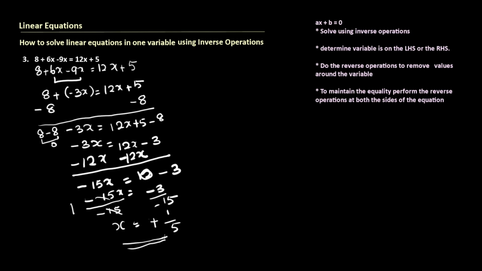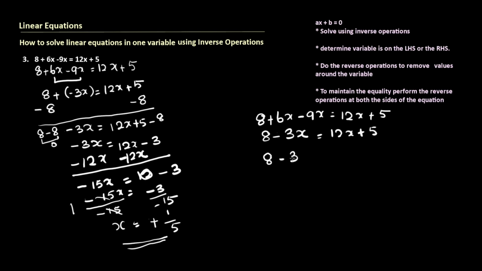Now we are going to plug the value of x into our equation. That is 8 plus 6x minus 9x equal to 12x plus 5. Let's simplify this equation first. That is, 6x minus 9x is minus 3x, equal to 12x plus 5. Now let's substitute the value of x. 8 minus 3 times 1 by 5 equal to 12 times 1 by 5 plus 5. Now that makes our equation 8 minus 3 by 5 equal to 12 divided by 5 plus 5.